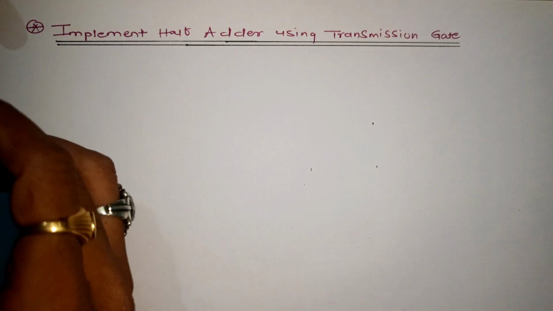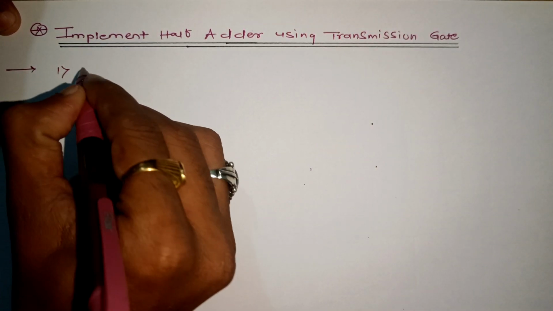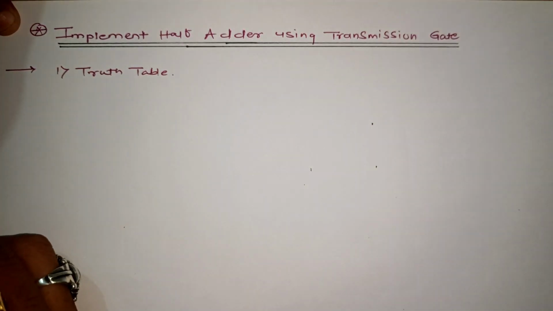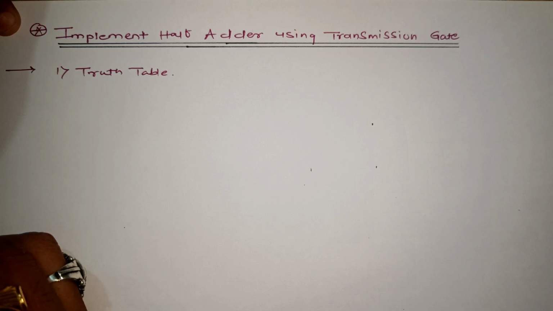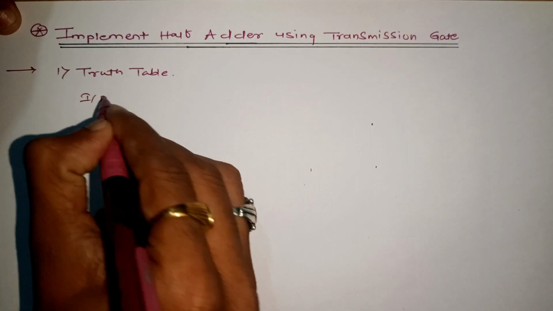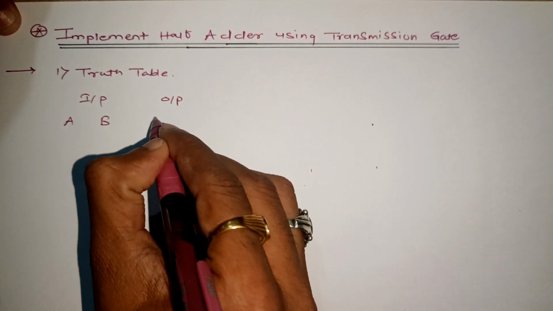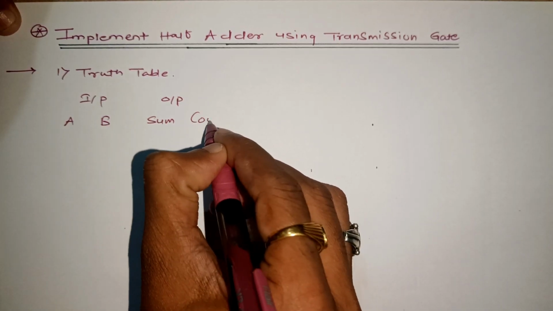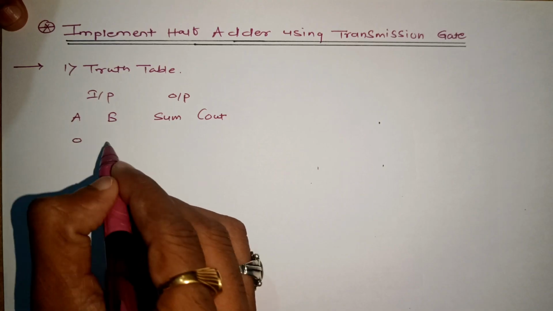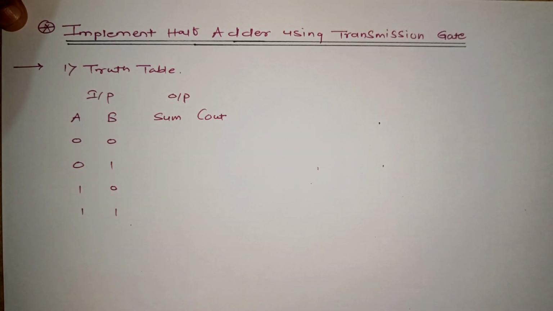So let's start. As usual, our first step is to draw the truth table of the given circuit. In this case, we have the half adder, and we know for a half adder we need two inputs and we will have two outputs. So let's draw the truth table. At the input side, we'll take the two inputs, namely A and B, and at the output side, we will have sum and carry, which is C out. Now if you have two inputs, we'll get four combinations starting with 0 0, 0 1, 1 0, and 1 1.